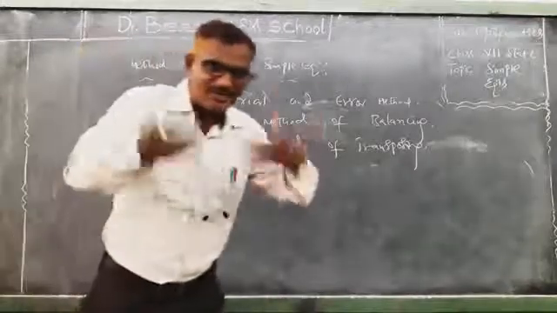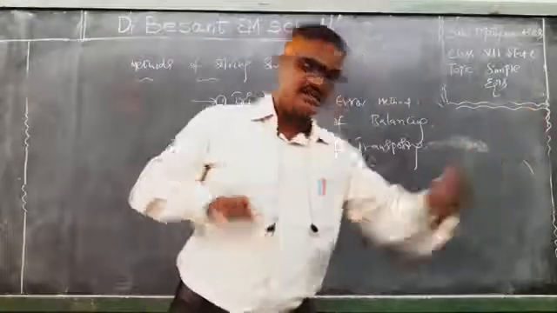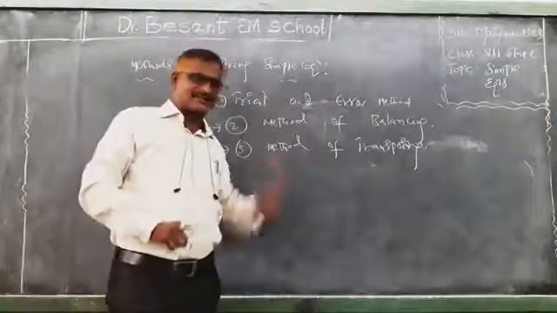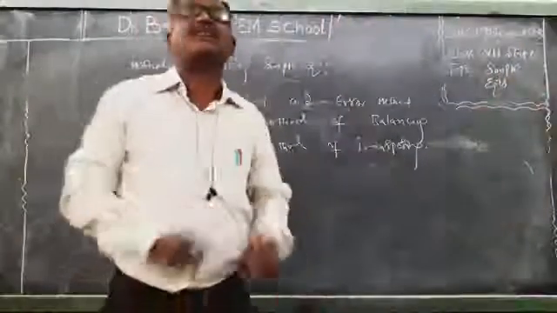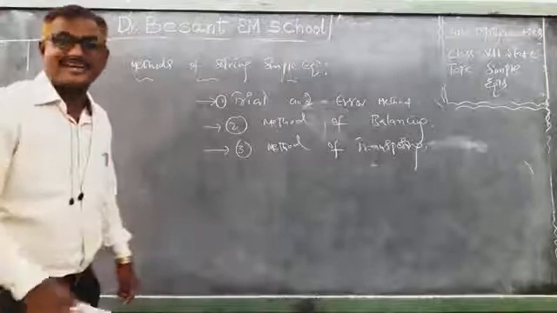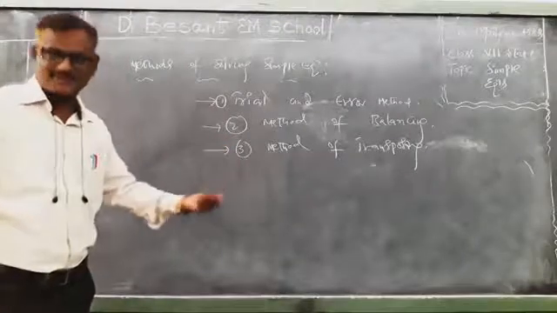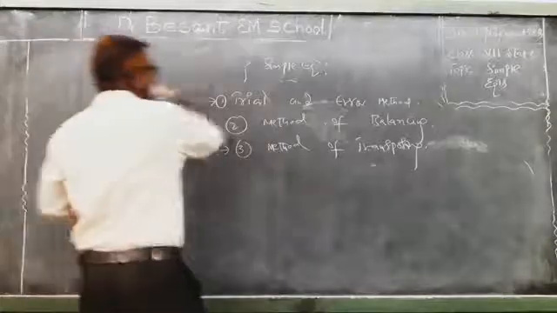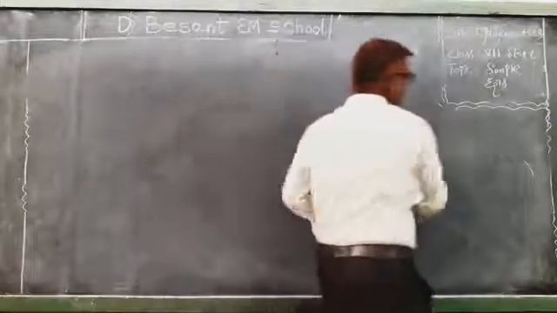So tell me again, how many methods are there for solving a simple equation? Three methods. What is the first one? Trial and error method. What is the second one? Method of balancing. What is the third one? Method of transposing the variables and constants. I will explain you briefly when we are going to do the problems from exercises. Don't worry. Till then, you remember these three methods by heart.